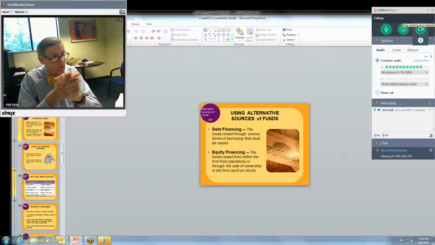Now, for the business, that interest payment is a legitimate debt, and that can be taken off on income tax.